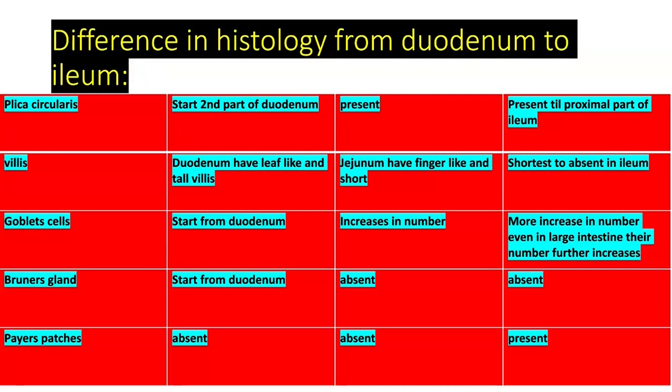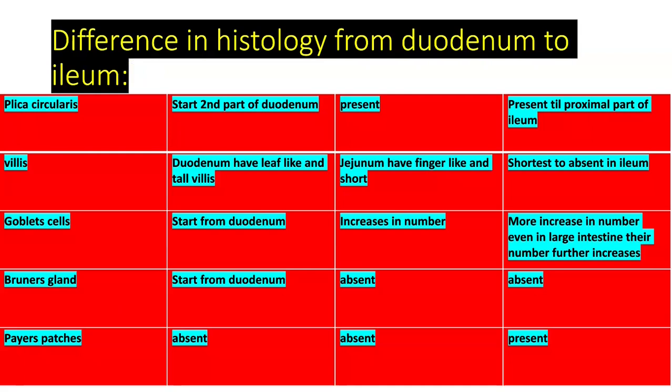Today in this lecture we will discuss the difference between the histology of the duodenum, jejunum, and ileum, from duodenum to ileum. The plica circularis starts at the second part of the duodenum, is present in the jejunum, and is present till the proximal part of the ileum, but not present in the distal part of the ileum. The villi are tall in the duodenum.